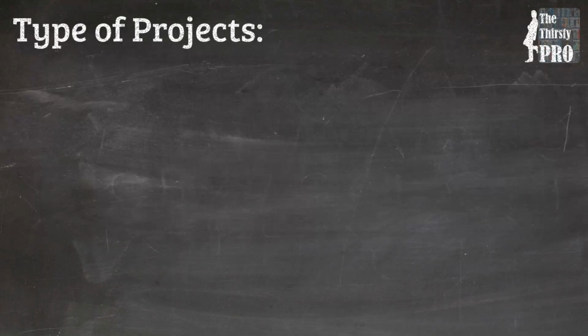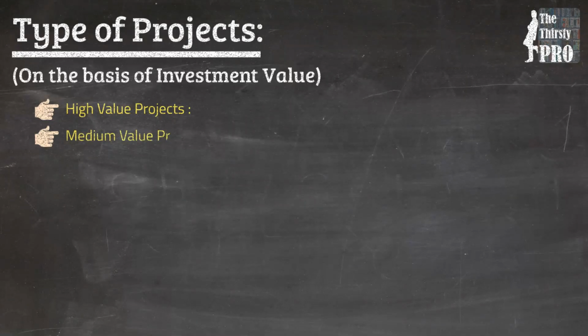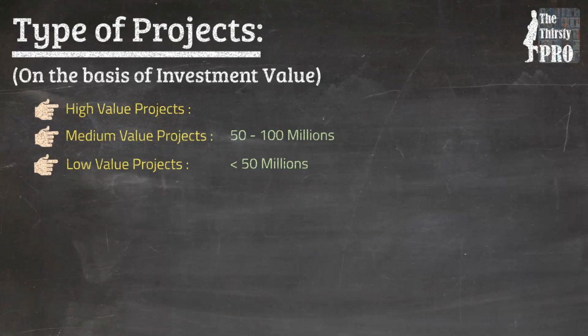Projects are also classified on the basis of investment value. High-value projects, medium-value projects, and low-value projects. The value in monetary terms can vary from industry to industry, and also by country to country. For the understanding, we can say that the projects below 50 million are low value, 50 to 100 million are medium value, and above 100 million are high value.